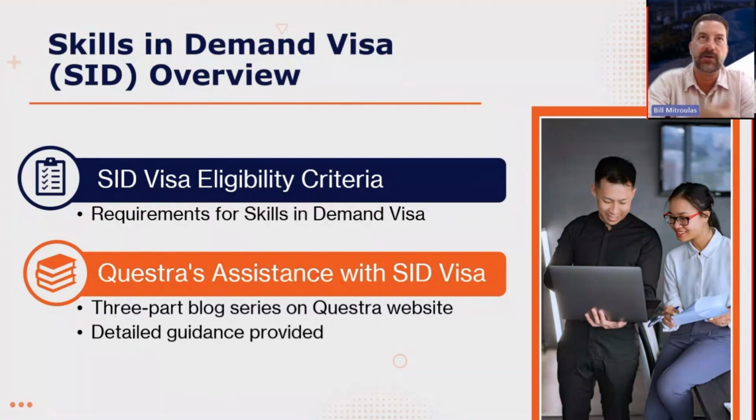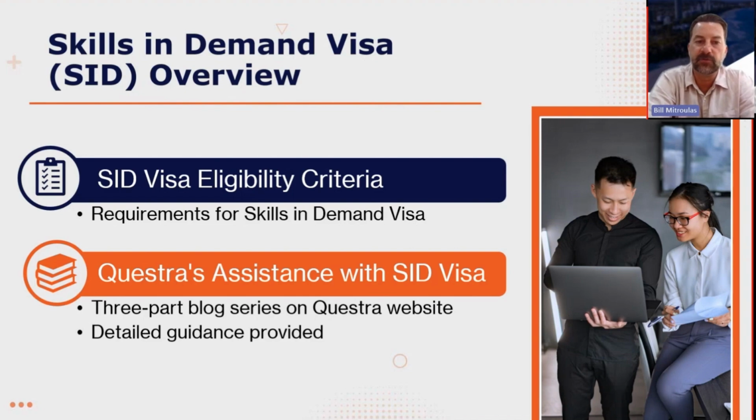But now with the new skill in demand visa, although the work experience requirement has been reduced to 1 year, you need to have that work experience at time of application. So that's a significant sort of change. The English requirements are 5.0 in each band, and obviously there's also health and character requirements that need to be satisfied.